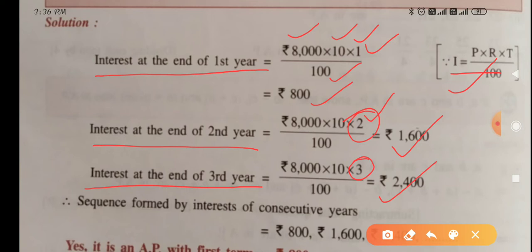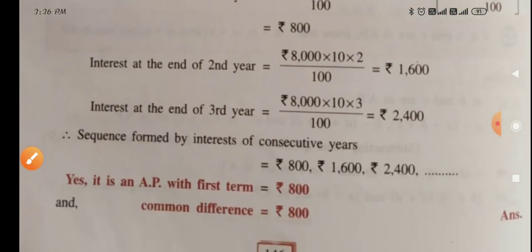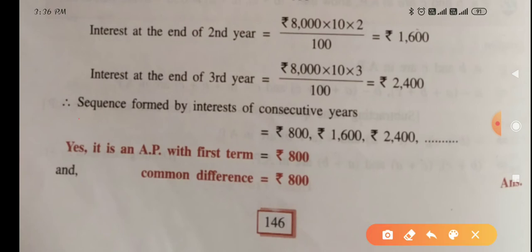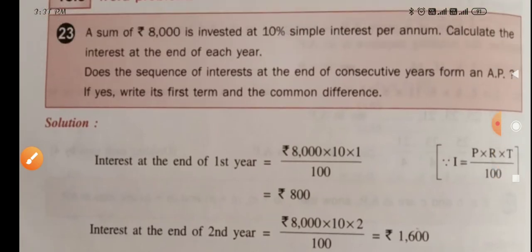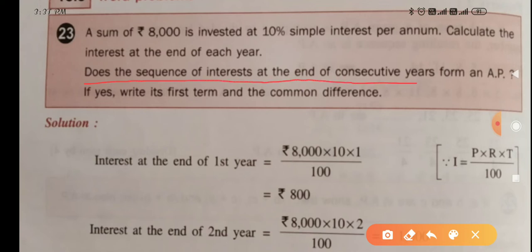They have put the sequence formed by the interest of consecutive years: 800, 1600, 2400, and so on. So they have made a sequence. One more part is there in this question: does the sequence of interests at the end of consecutive years form an AP? If yes, write its first term and common difference.